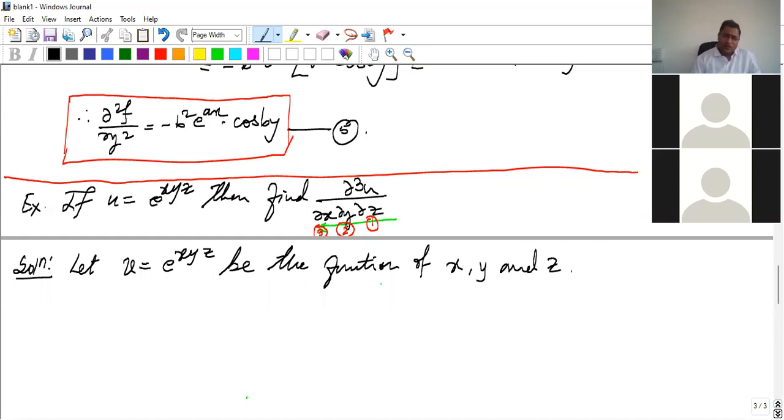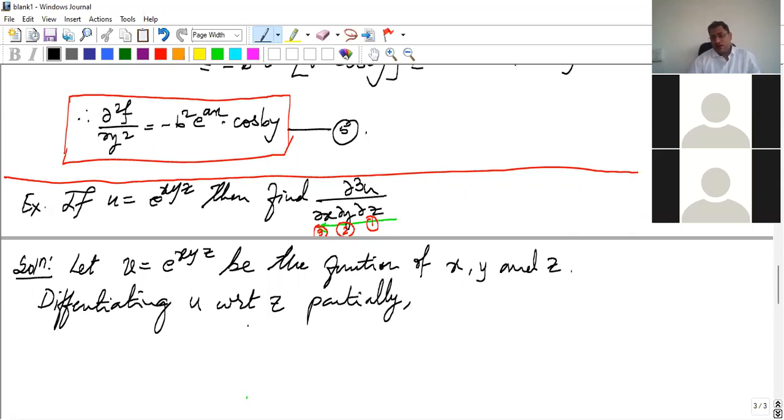Now we have to differentiate this with respect to z first. So what we do is we write, differentiating u with respect to z partially. Always write that you are differentiating partially, because if you don't write it, then it is considered to be a total derivative. But a total derivative is not possible in this case, as we have more than one variable. So whenever you have more than one variable, always write that you are differentiating partially. Hence we get ∂u/∂z.